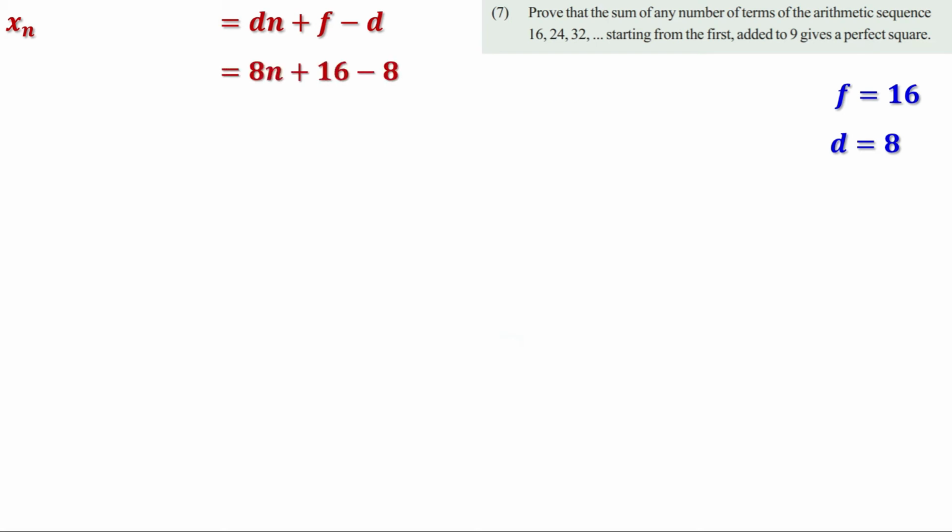So first of all, let us find the sum of n terms, where the first term is 16. And what's the common difference? 8. Now let us find the nth term. The nth term is dn plus f minus d. That is 8n plus 16 minus 8. 16 minus 8 is 8, so this can be written as 8n plus 8. So we got the last term, or nth term.